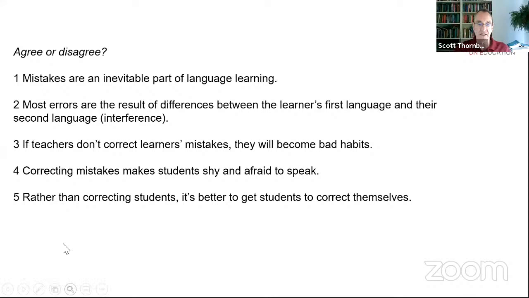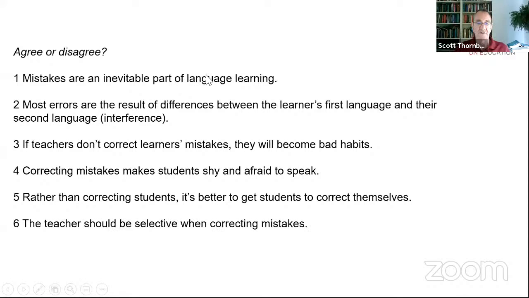Okay, you're doing great. Here's number six. Don't forget to write the number. The teacher should be selective when correcting mistakes. Disagree, general disagreement, sometimes disagree. Okay, I think the majority disagree with number six. I will come back to these and we'll discuss them in a minute, but let's just go, there's two more.